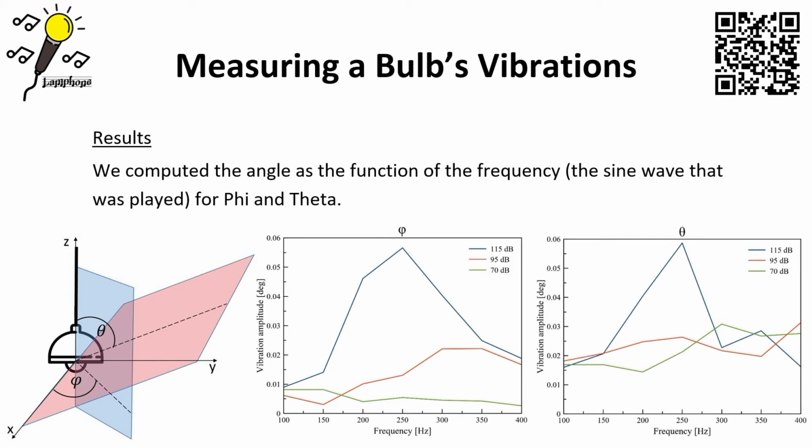We computed the angle as a function of the frequency. And when I say the frequency, it's basically the sine wave that was played, for phi and for theta. You can see phi and theta in the scheme below. And we created these graphs for phi and for theta that are presented below.